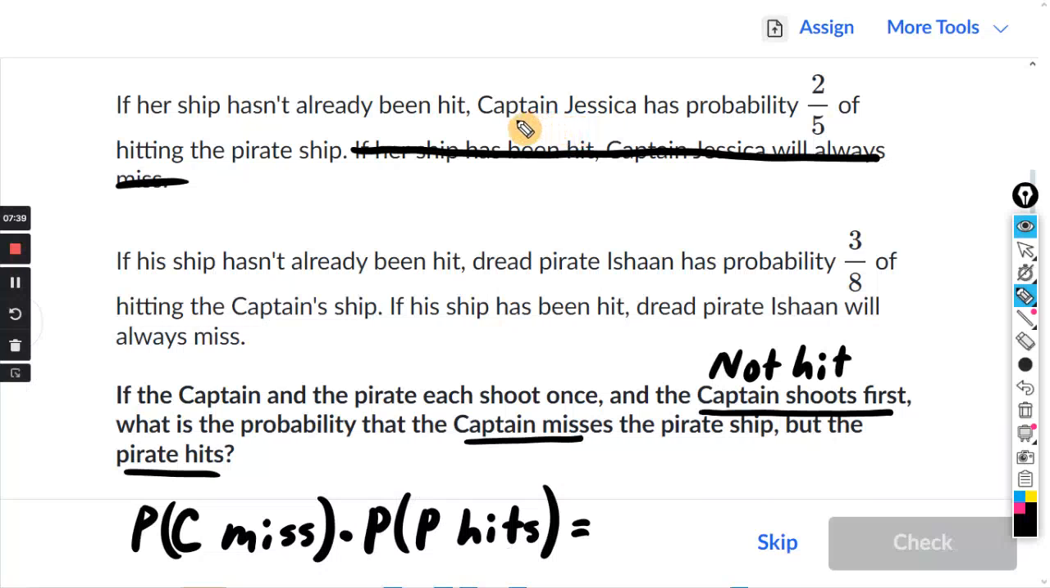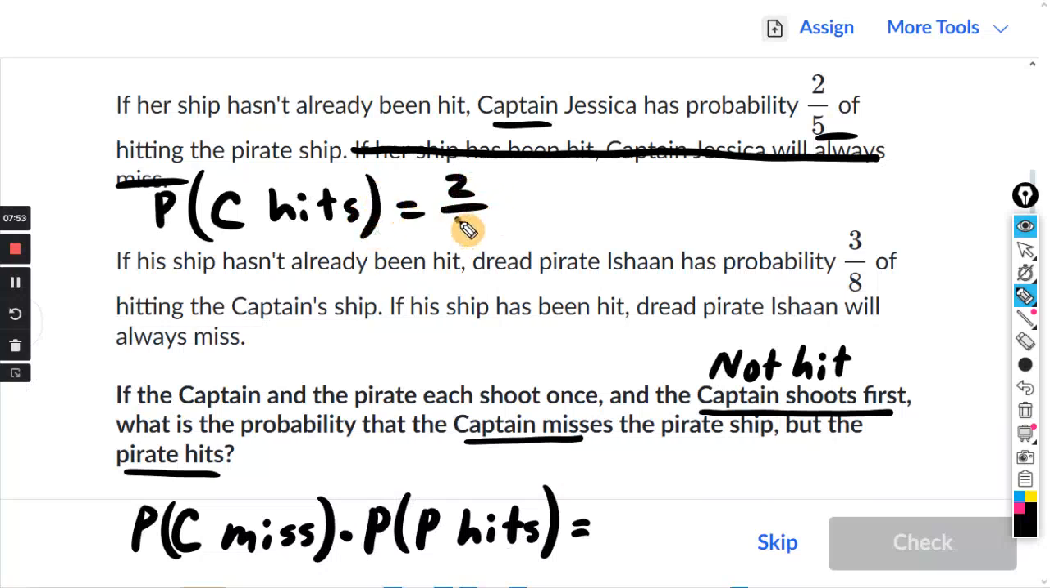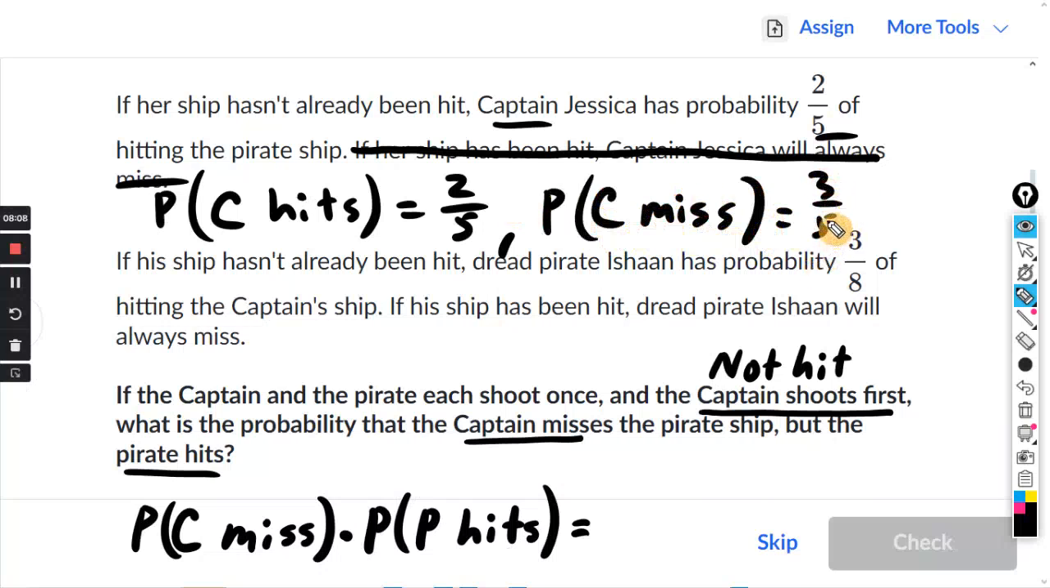All right, so the captain hits 2 out of 5 times. So the probability that the captain hits is 2 out of 5 times. But we want the captain to miss. So if she hits 2 out of 5, then the probability that the captain misses is going to be 3 out of 5. All right, so we need this right here. The probability that the captain misses is 3 out of 5.